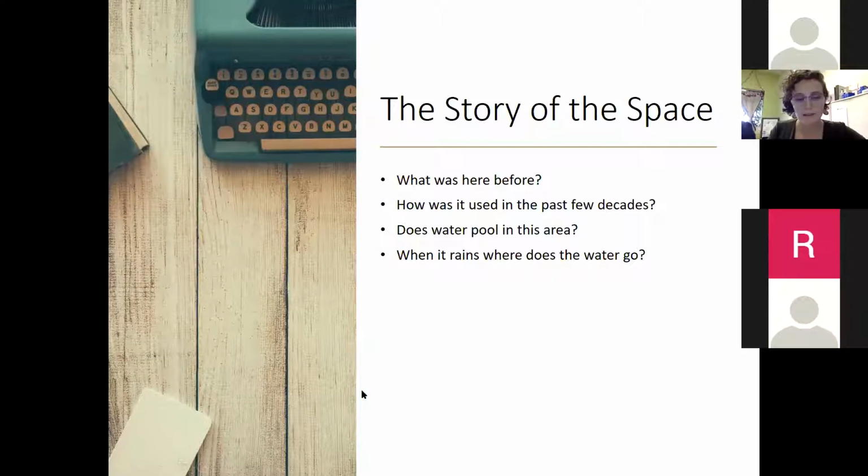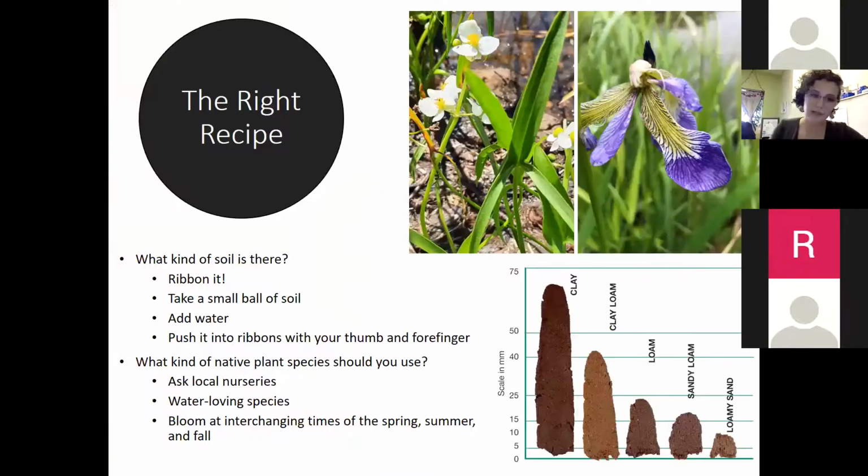And next I have a couple pictures of some of my favorite water-loving species, the arrowhead and the blue flag iris.